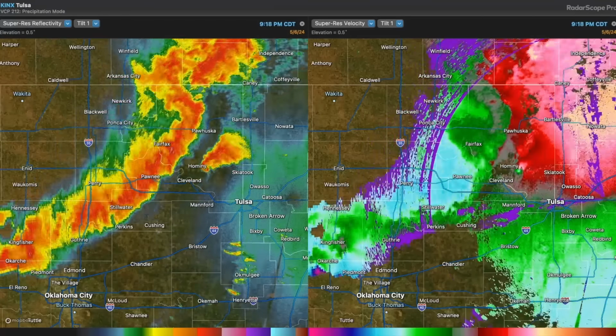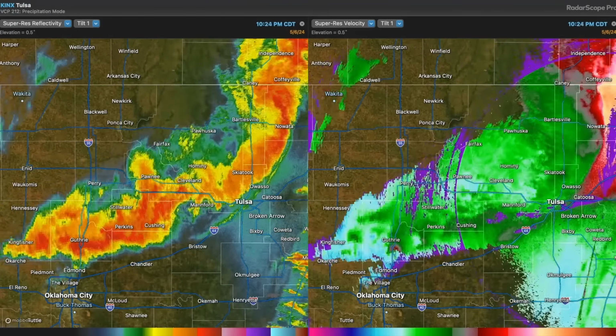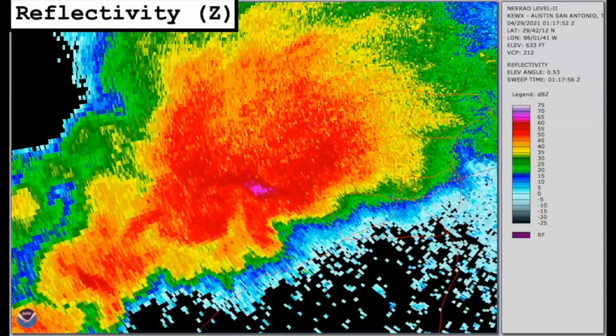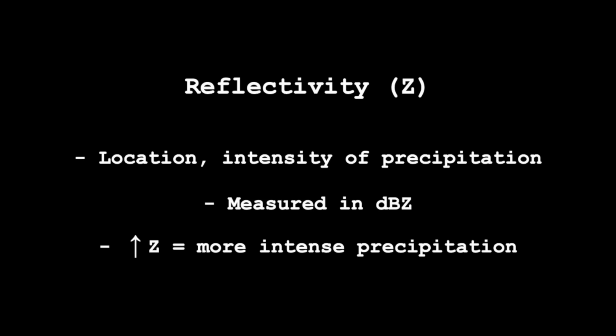Alright, now that we've introduced some of the basics of weather radar, let's dive into an overview of the data that radars output. Perhaps the most widely recognized radar product is reflectivity, which is the amount of energy that returns to the radar after scattering back from a target. Reflectivity tells us where precipitation is occurring and how intense that precipitation is, and it's measured in decibels, or dBZ, where Z is the meteorological variable for reflectivity.